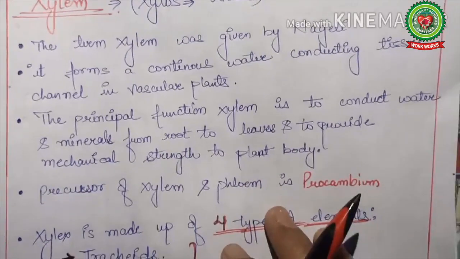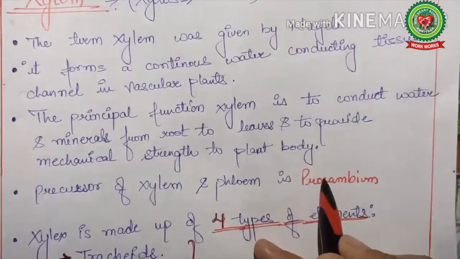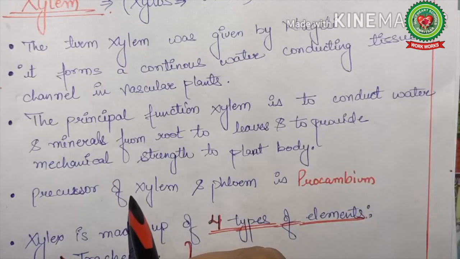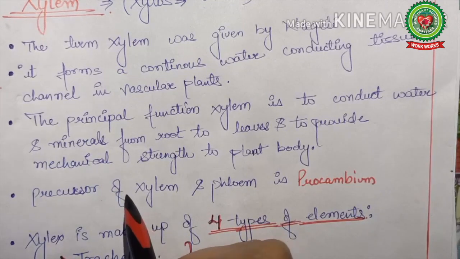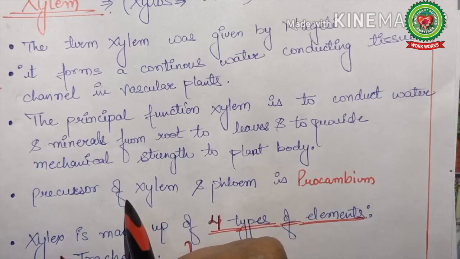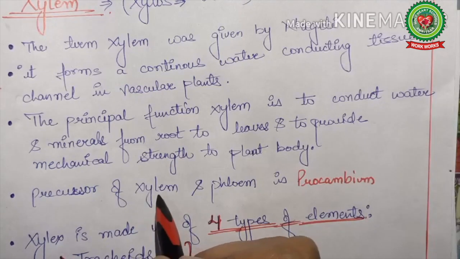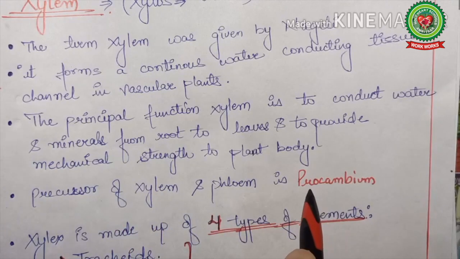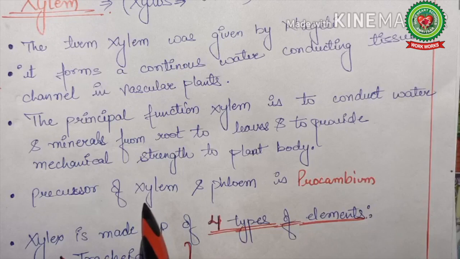The precursor of xylem and phloem is procambium. Now what is the meaning of precursor? Precursor represents a particular origin, or the group of cells which is acting as the origin of a particular cell. For example, xylem's origin is from procambium. Procambium will divide and result in the formation of xylem tissue.